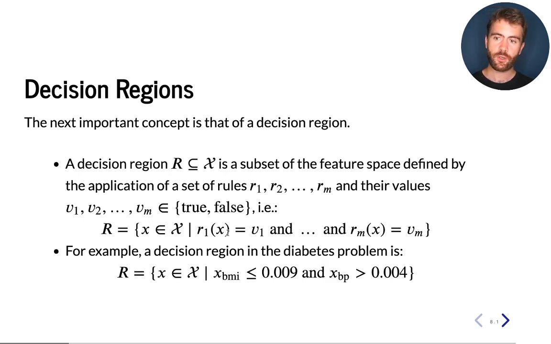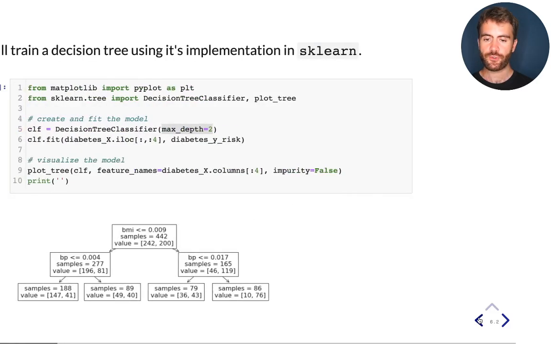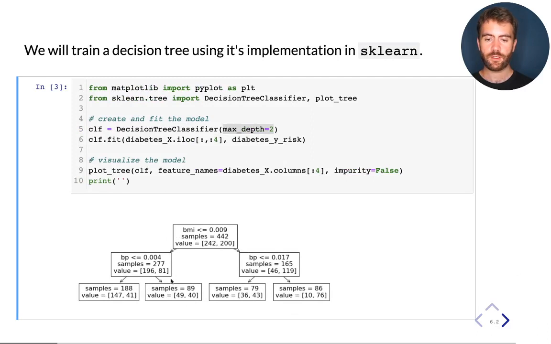An example from the previous slide, in the context of diabetes risk: in that tree we had the following region. If BMI is less than 0.09 and blood pressure is higher than this value, then that defines a region. Visually, inside a tree, these regions are represented by the leaf nodes of the tree. In particular, the region that I defined on that slide a moment ago is this region.